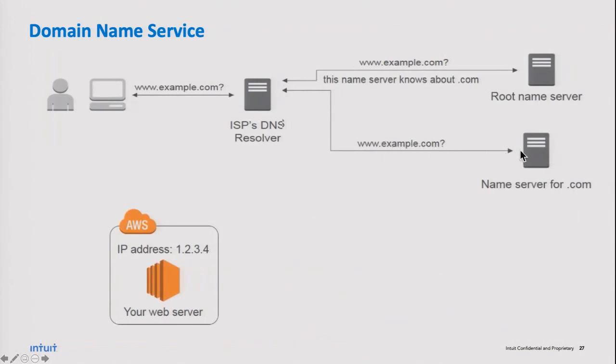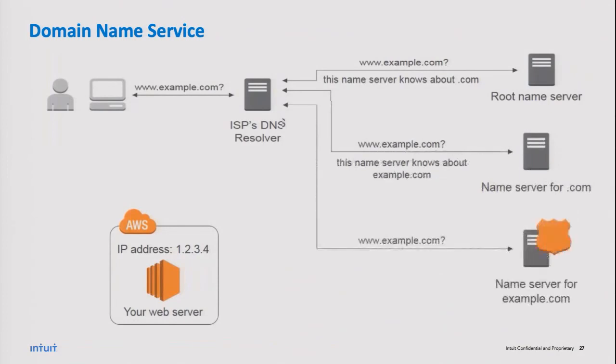This server will say, I do not have it, but I know who has that. It belongs to AWS, so you should go to Route 53. Route 53 is a DNS service run by AWS. When you register your domain, you tell AWS, this example.com is my domain, and please map my IP address with that. So it will map it.